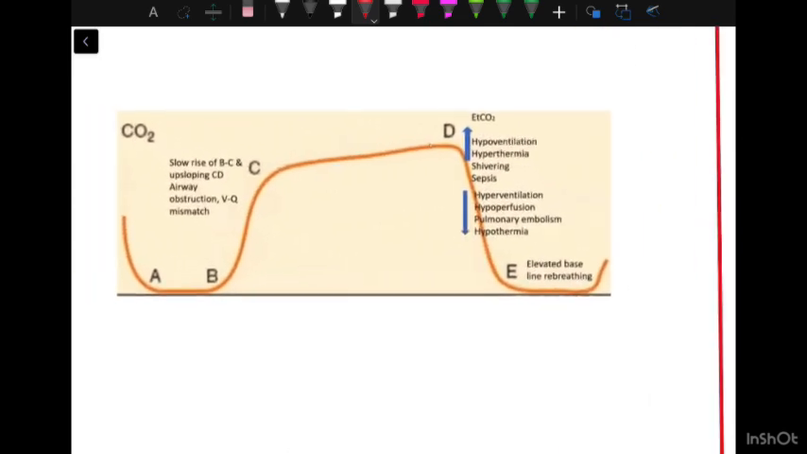Let's talk about the 5 standards. The pulse oximeter we have already described in the previous video. You can check the pulse oximeter video on the same channel.